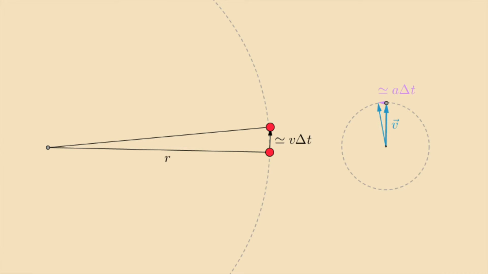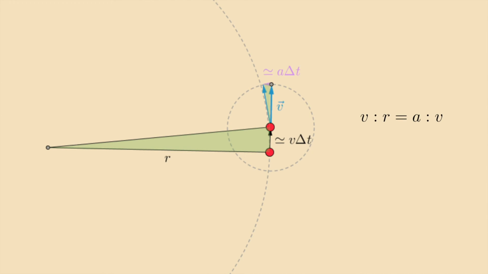Finally, we can argue geometrically from first principles by looking at the changes in a small amount of time delta t. The change in position is approximately v times delta t, while the change in velocity is approximately a times delta t. The two triangles are actually similar to each other, so their legs are proportional to each other, giving us the same proportion mentioned earlier.